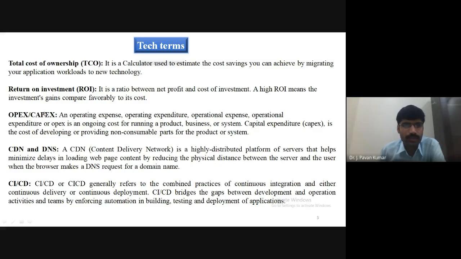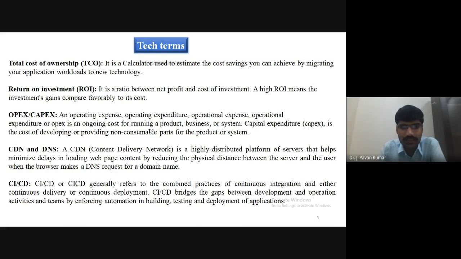This is capital expenditure. Next, after establishing that particular cloud, some operational cost might be there. Operational expenses that we denote with OPEX. We can consider this as operating expense, operational expense or operational expenditure, or OPEX in short. It is nothing but the ongoing cost for running a product. While using that product, we may require some service, like some repair work or some maintenance we have to perform. So the cost incurred for these kinds of activities we can consider as operational expenditure, that is OPEX.